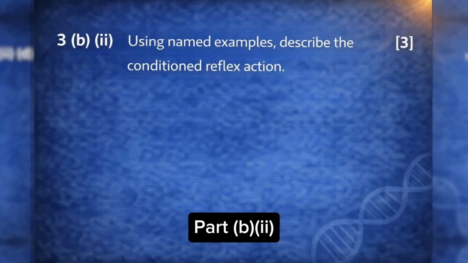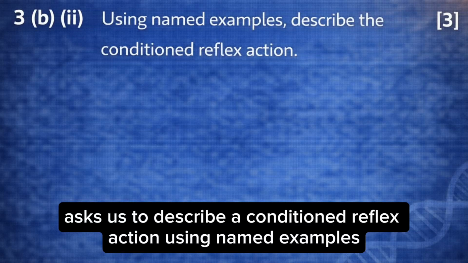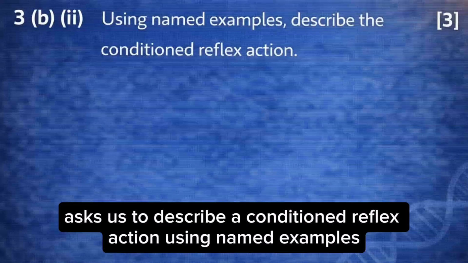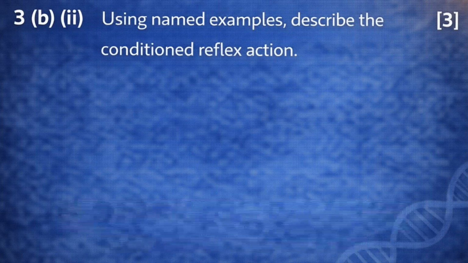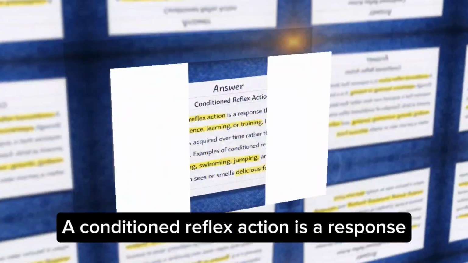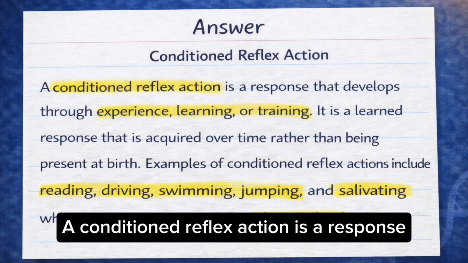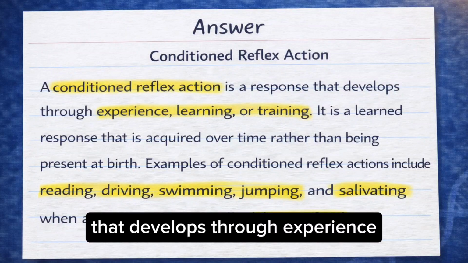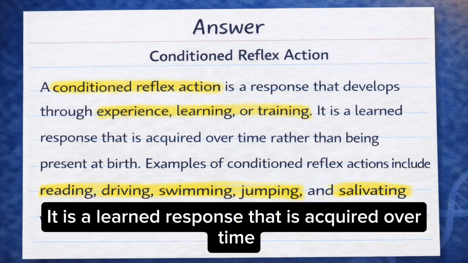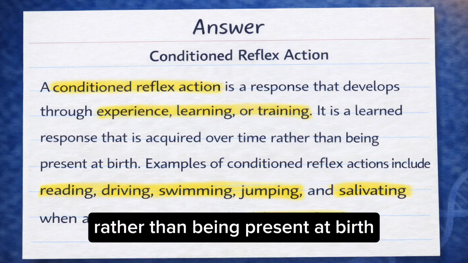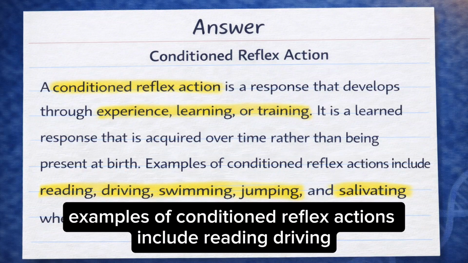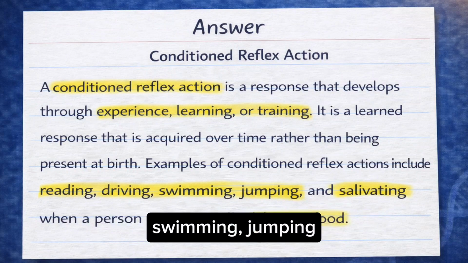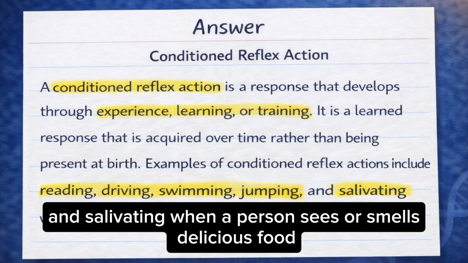Part B, Question 2, asks us to describe a conditioned reflex action using named examples. A conditioned reflex action is a response that develops through experience, learning, or training. It is a learned response that is acquired over time rather than being present at birth. Examples of conditioned reflex actions include reading, driving, swimming, jumping, and salivating when a person sees or smells delicious food.